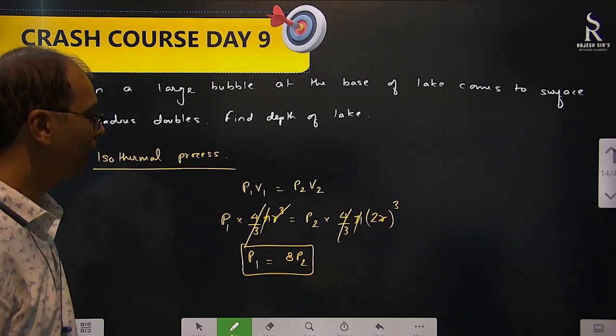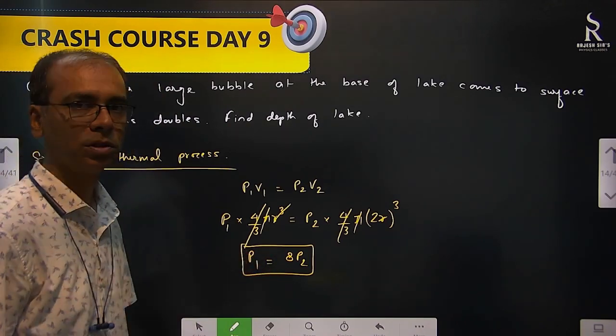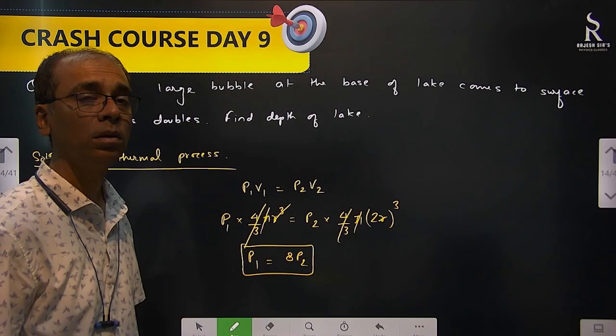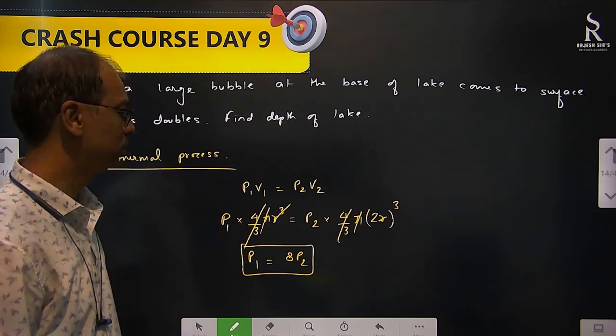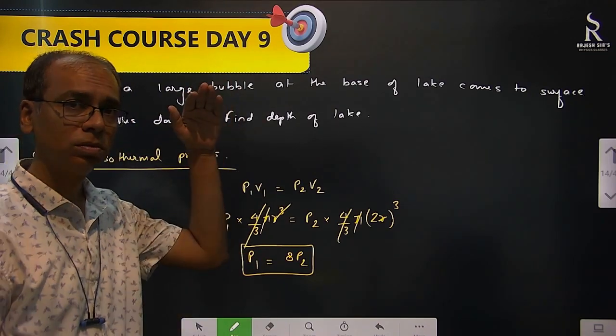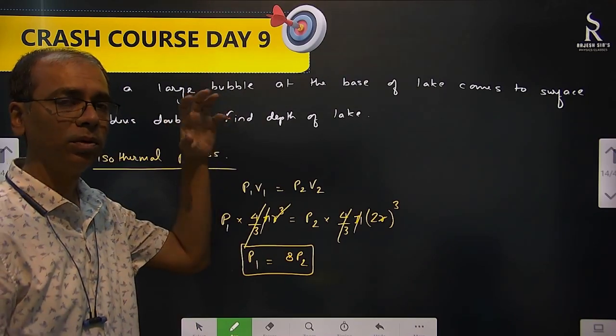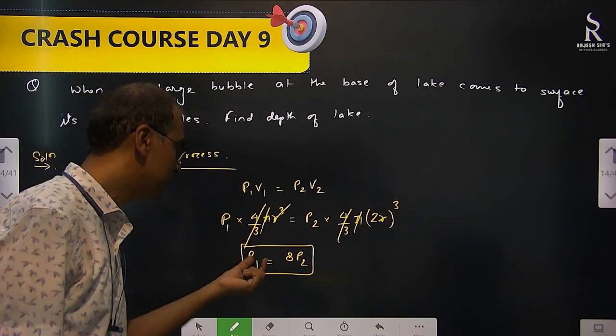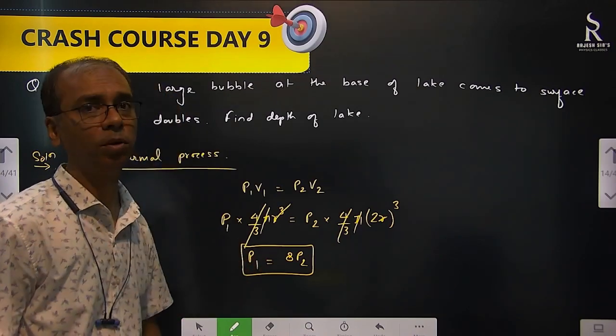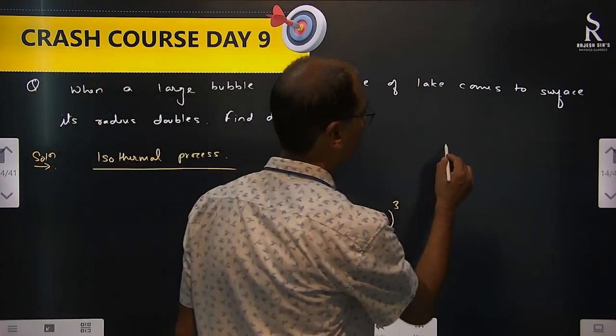Okay, so what we have to do? Pressure has become 8 times when it goes to the top. At the top, whatever pressure is there, it is 1/8 of the pressure at the bottom. P2 is actually P1 by 8.